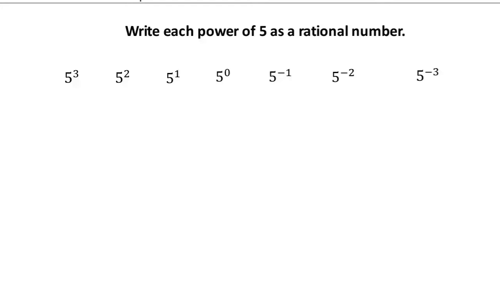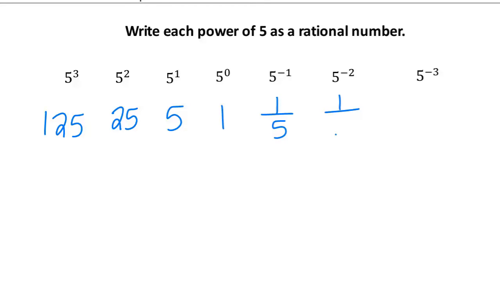Again, you want to start in the middle. 5 to the 0 power is 1. 5 to the first is 5. 5 squared is 25. And 5 to the third is 25 times another 5 is 125. And 5 to the negative first, that's just going to be 1 over 5. 5 to the negative 2 is 1 over 5 squared, which is 1 over 25. And 5 to the negative 3 is 1 over 5 cubed, which is 1 over 125. Good.